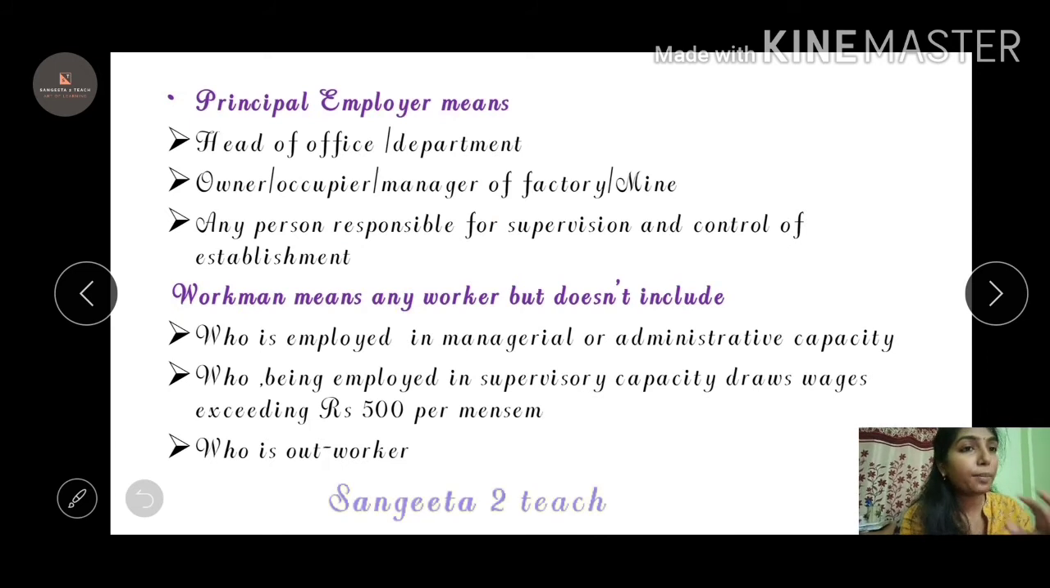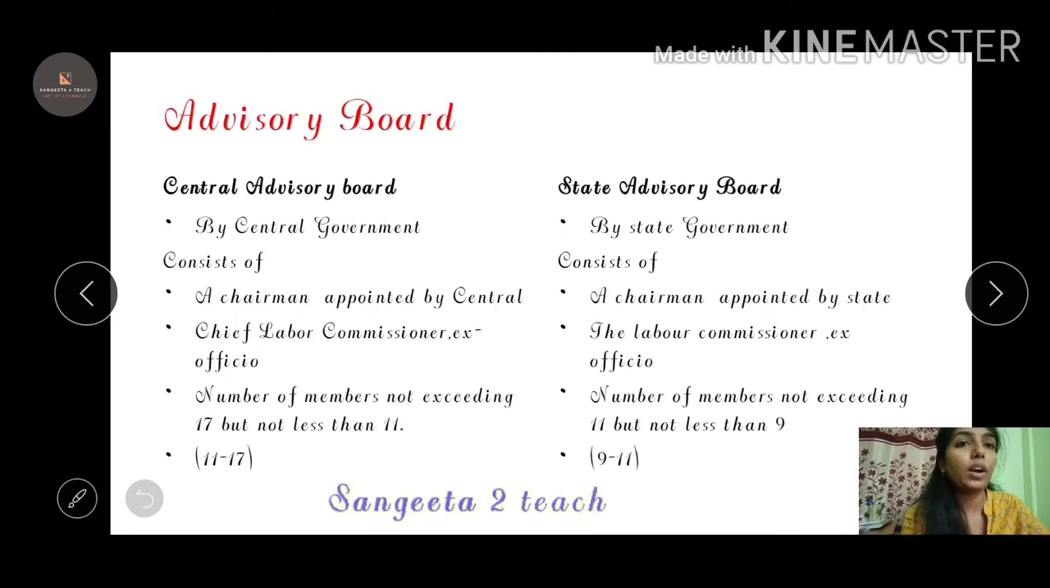Okay, principal employer: he is the head of the department, the owner, occupier, manager, whoever is at the supervisory level, and whoever controls the establishment. Workman will not include any person employed in a supervisory, managerial or administrative capacity. He will not draw an amount exceeding 500. And an outworker is not included in this workman.